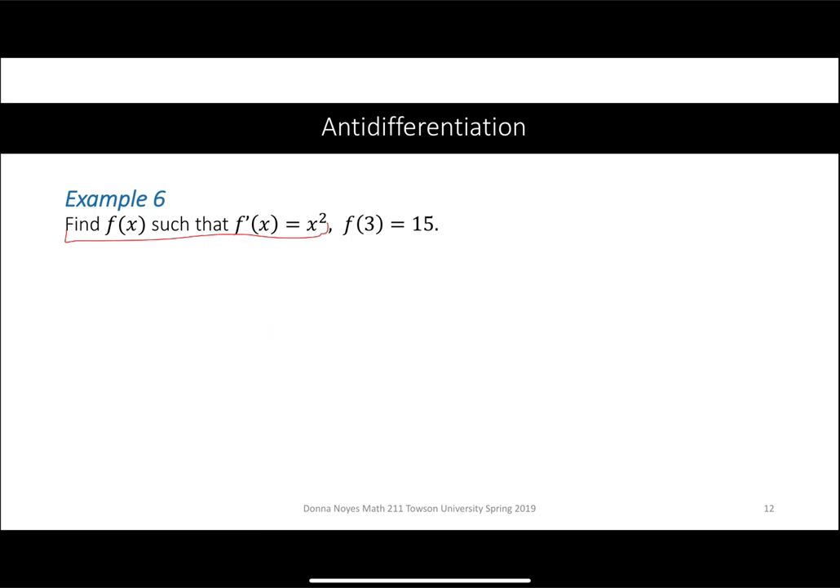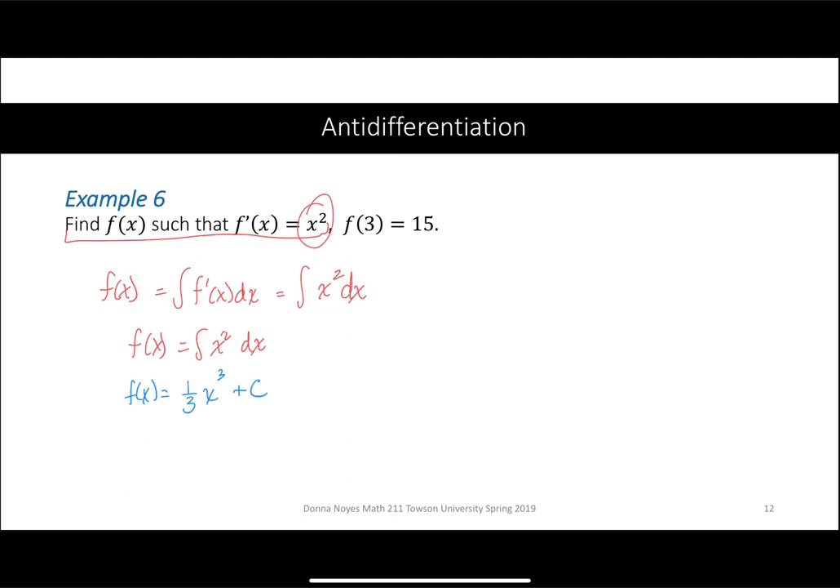So we know that we need to find f of x. And f of x is now going to be the integral of f prime of x dx. Well, f prime of x is x squared. So f of x is the integral of x squared dx. So what we need to do is employ our power rule, which says that f of x is equal to, well, add 1 to the power would make it 3, so it's 1 over 3 x to the third. But don't forget your plus c.